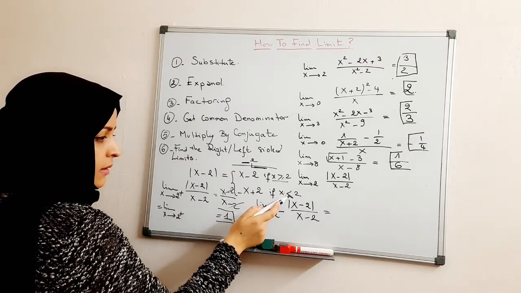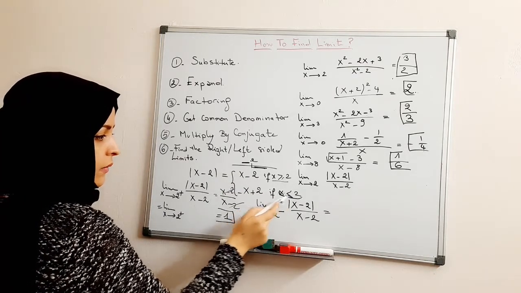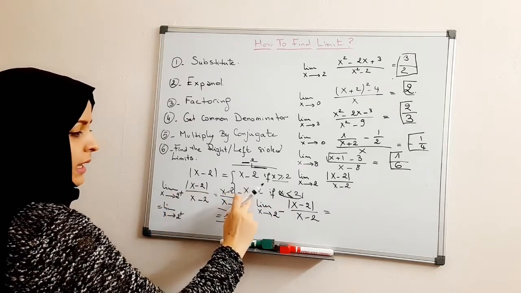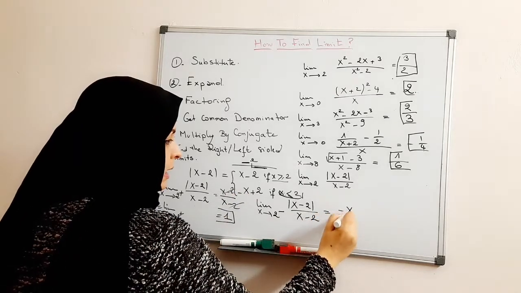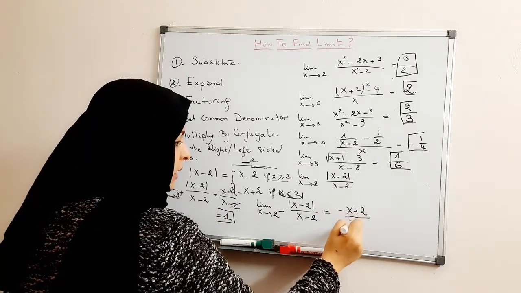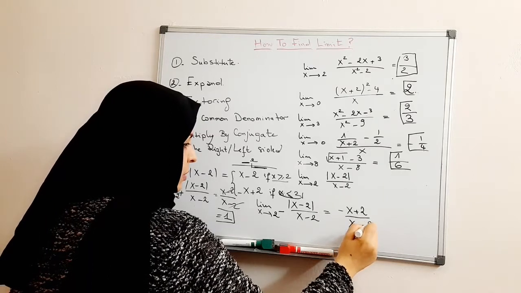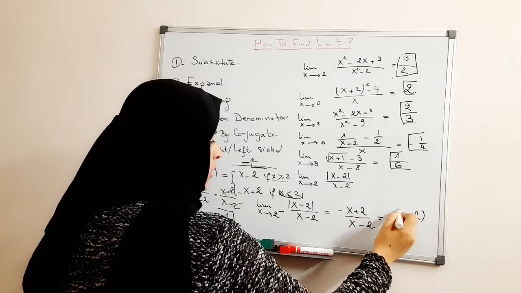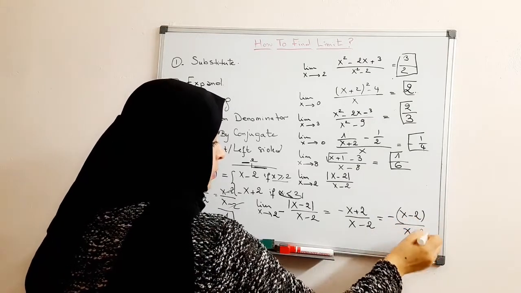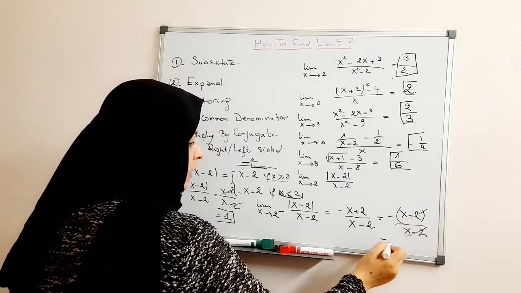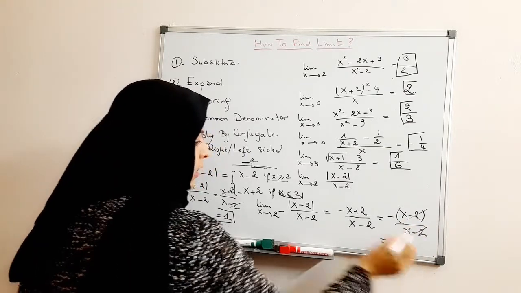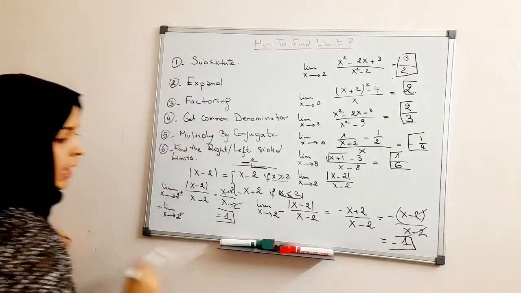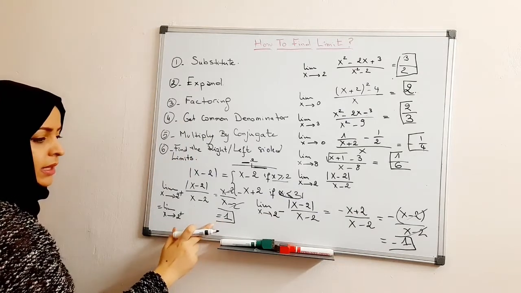X is less than 2, so we have this case where the absolute value is equal to minus x plus 2. Minus x plus 2 over x minus 2, it's minus (x minus 2) over x minus 2. We simplify and we find minus 1. So the left-sided limit is minus 1 and the right-sided limit is 1.